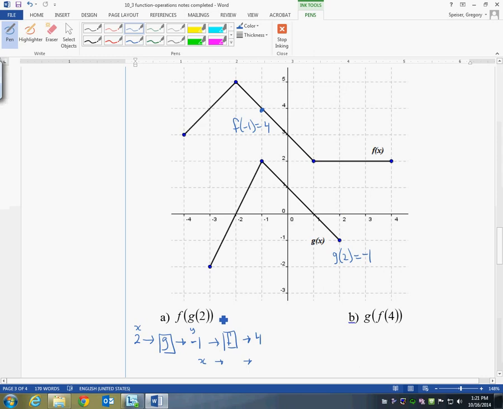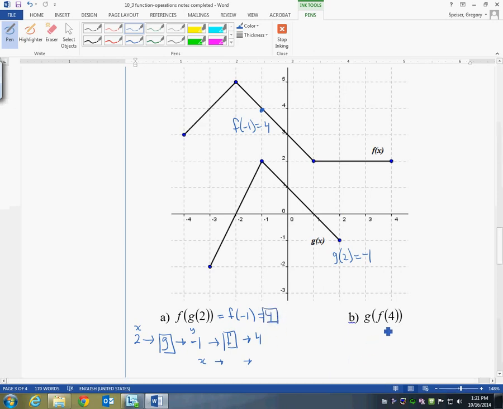So this is mentally what I'm thinking. If I was to write this out, it becomes f of g of 2 is equal to f of, well, when I figured out what g of 2 is, it was -1, and that was equal to 4. And 4 is my final answer.